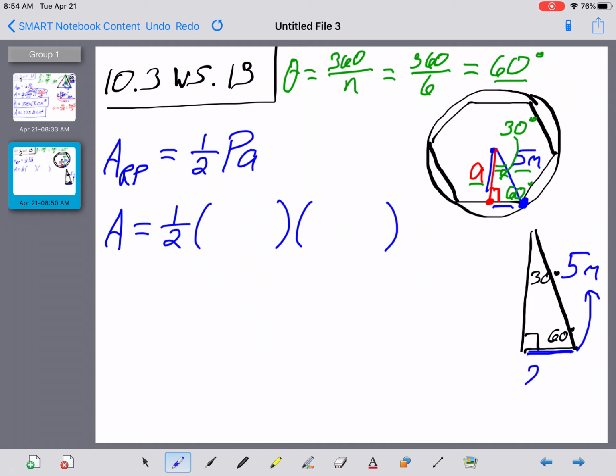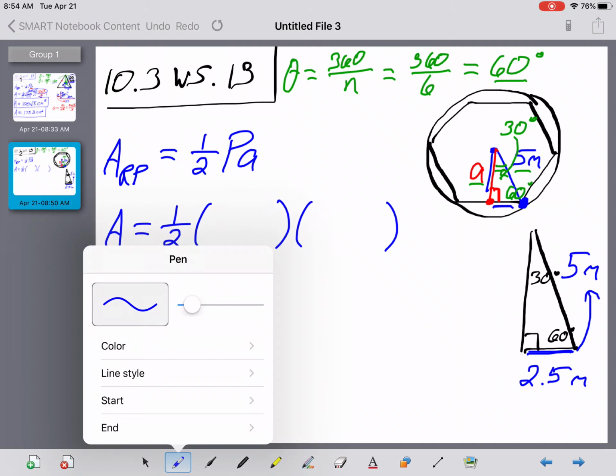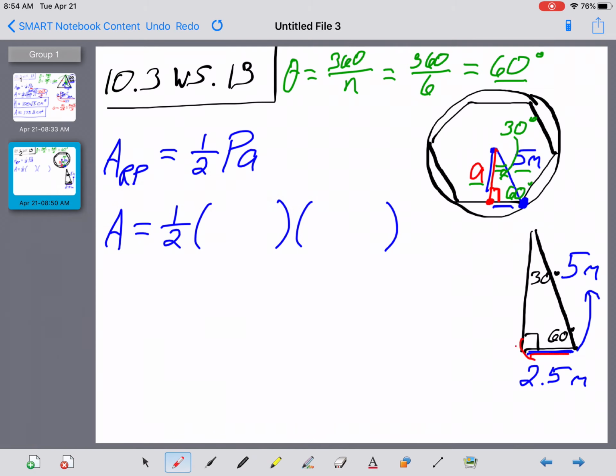5 meters divided by 2 is going to get us 2.5 meters for the length of this piece down on the bottom. Now to come up with the length of the apothem, to go from short leg to long leg up here, we always multiply by the square root of 3. So this apothem here is going to be 2.5 times the square root of 3 meters, and there's nothing else we can do to clean that up. So that actually tells us the length of A here. 2.5 multiplied by the square root of 3 is the length of our apothem.